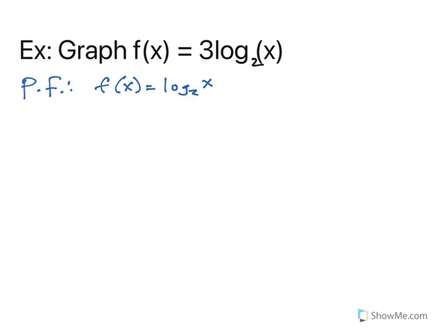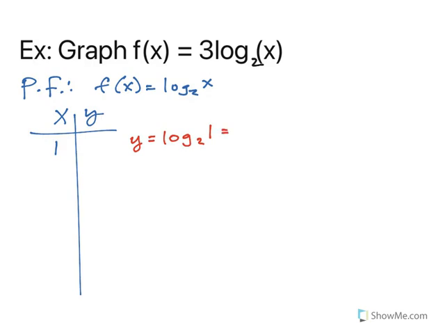So let's think about just what that means. Let's focus on the parent function. What about when x is 1? Well, that means we would have some unknown y equals the log of 1 base 2. We can write that as an exponential: base to the y equals 1. Well, 2 to the what power equals 1? 2 to the 0 equals 1. So that means our y value would be 0. And the more logs you play with, the easier all of this gets.